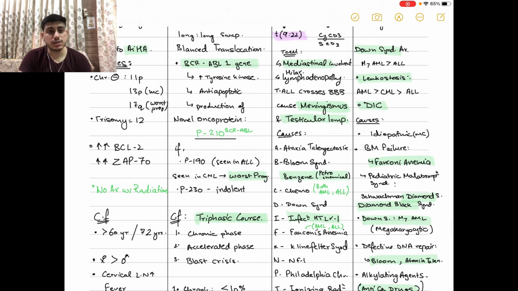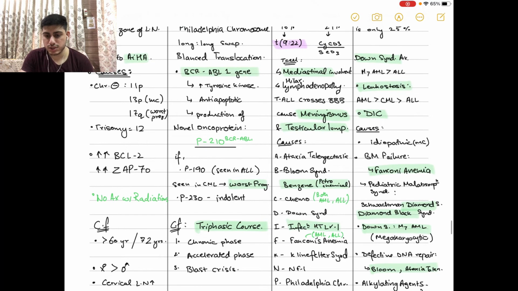Then leukostasis is also seen here. You must have read about leukostasis multiple times now. Just to clarify the confusion, most commonly leukostasis is seen in AML, then CML. So for myeloid, you can just remember myeloblastic, there will be elevated WBCs, so obviously M will come first or earlier than L, lymphoblastic. So AML, it's acute, then CML, and then third there will be ALL.